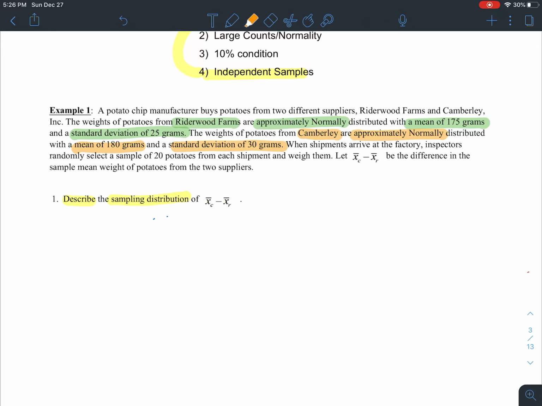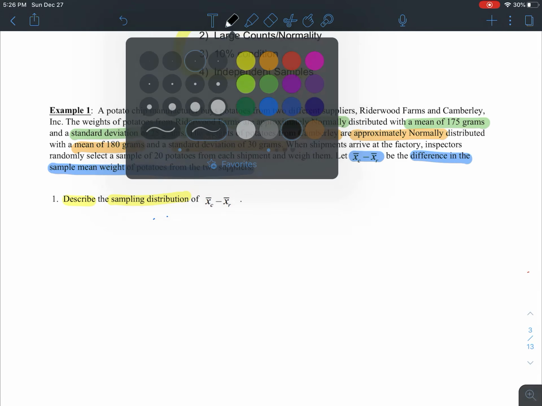Now, when shipments arrive at the factory, inspectors randomly select a sample of 20 potatoes from each shipment and weigh them. Look at the order of our subtraction. We're going to let the difference be the sample mean weight of Camberley minus the sample mean weight of Riderwood Farms. That is the difference in sample mean weights of potatoes from the two suppliers. Our first question is to describe the sampling distribution of the difference in sample mean weight, Camberley minus Riderwood.